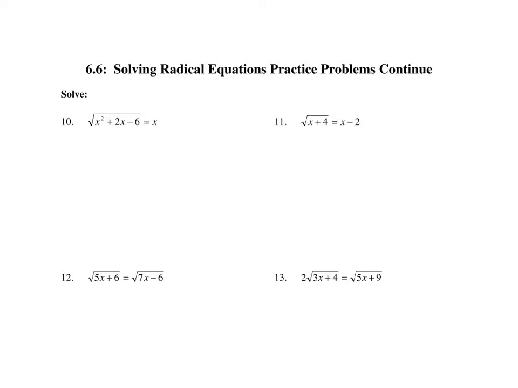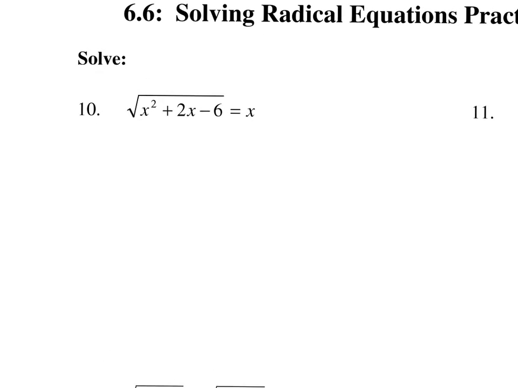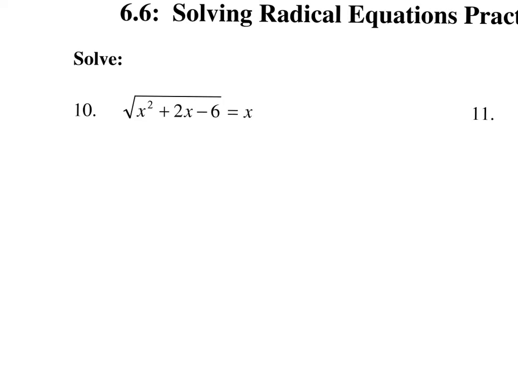This page is just more, I think they're just starting to get a little more complicated, though. This radical is already isolated, so I'm going to square both sides. When I square the radical, I just get whatever the radicand was. When I square x, I get x squared.